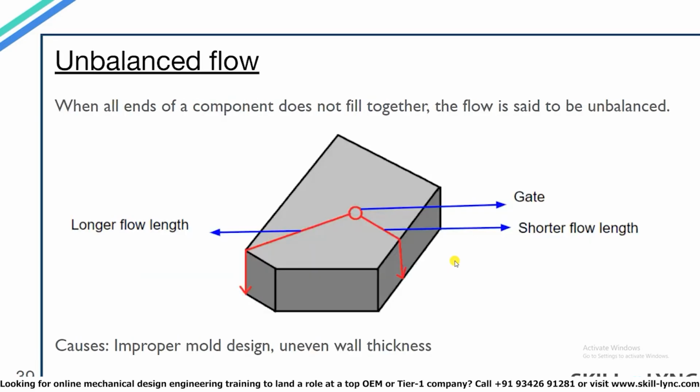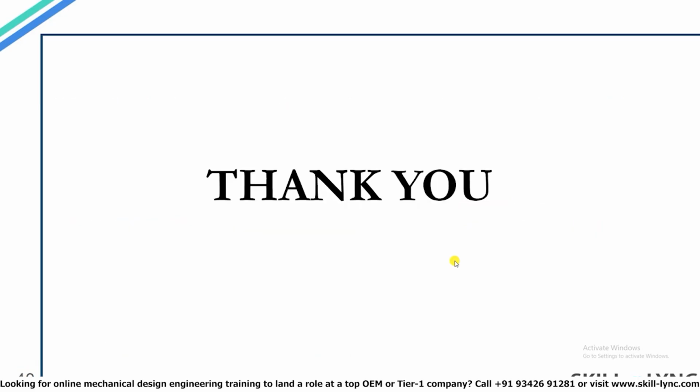Unbalanced flow. We say that the flow is unbalanced when some extremities of the mold fill earlier compared to others. If all the ends fill at the same time, then it is called a balanced flow. Unbalanced flow can result in many issues such as warpage, density differences, and higher cycle time. Flow leaders, which I mentioned in the previous section, can be used to acquire a more balanced flow throughout the mold.